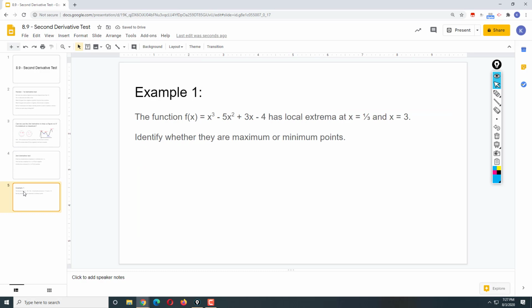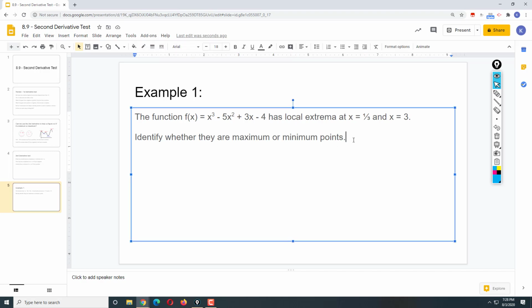For example, the function f of x equals x cubed minus 5x squared plus 3x minus 4 has local extrema at x equals 1/3 and x equals 3. Identify whether there are maximum or minimum points. Alright, so let's take the derivative. We need a second derivative.